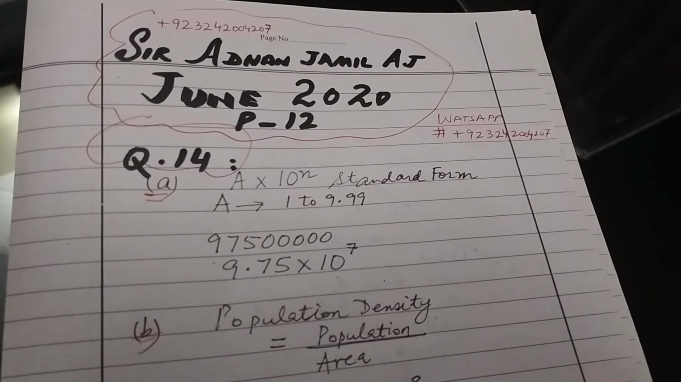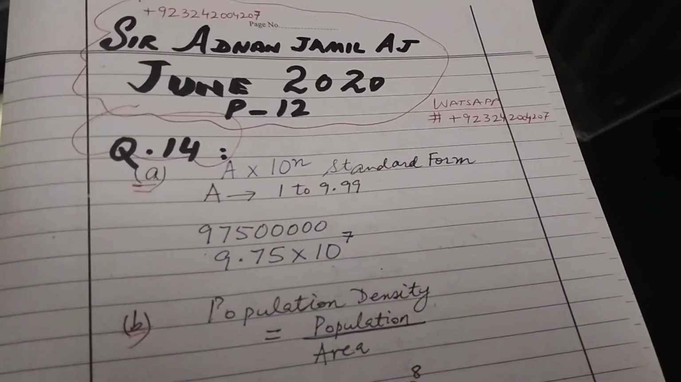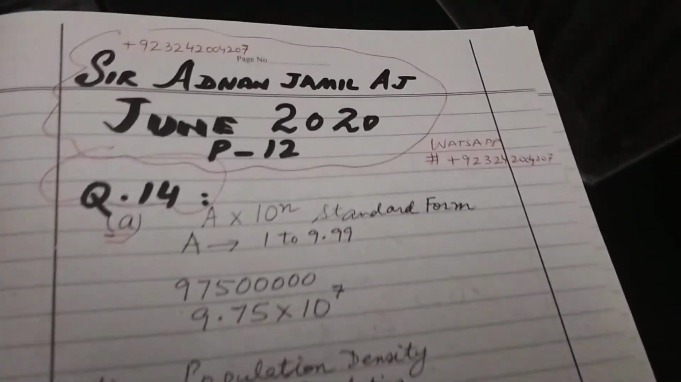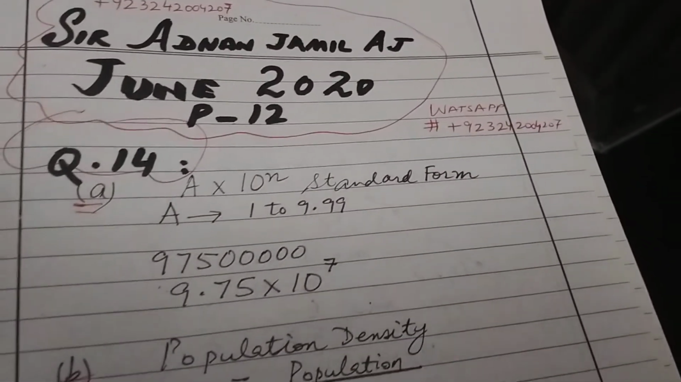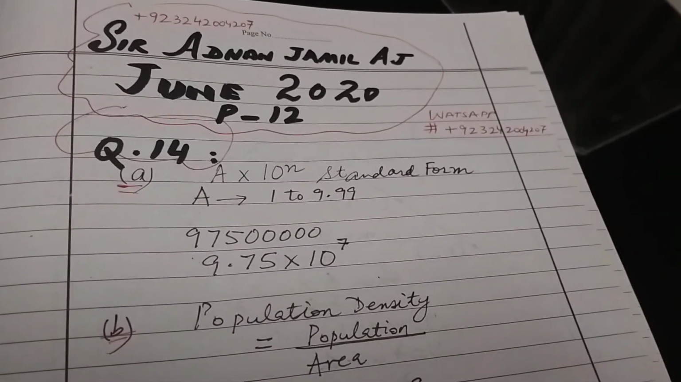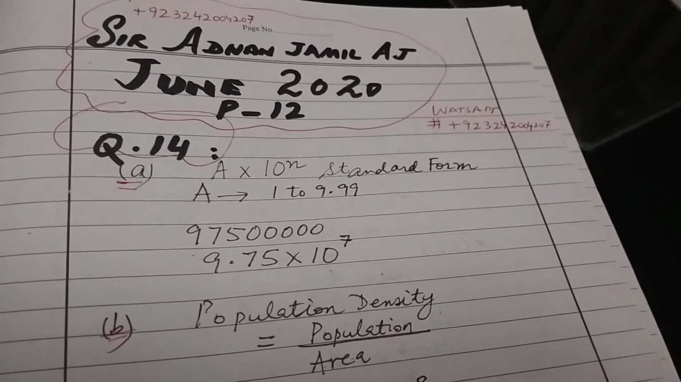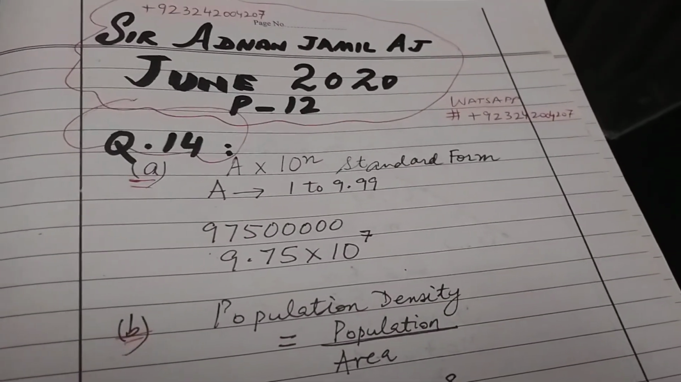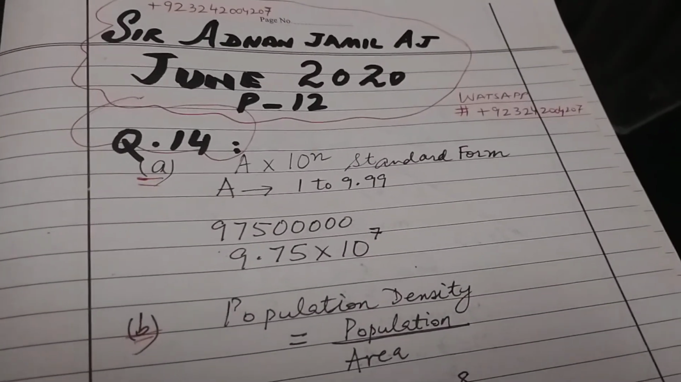So in this way, today we have solved question number 14 and question number 15 of June 2020, paper 12. So our series of paper solving 2020 for different subjects, maths, economics, and business will continue, and for the AS level also it will continue.